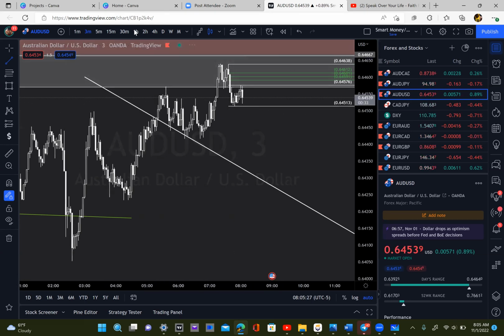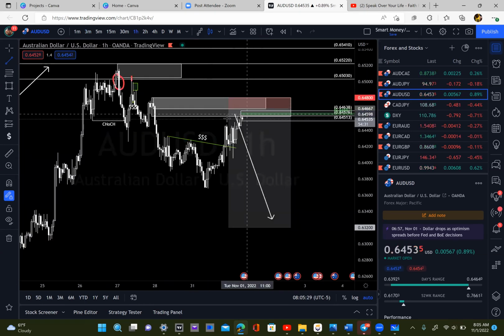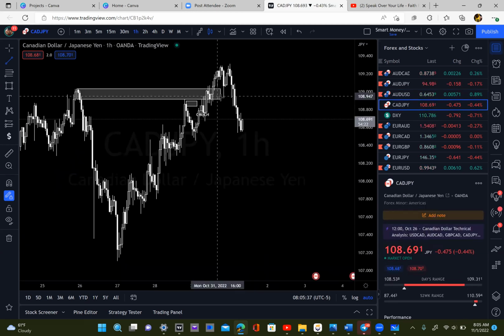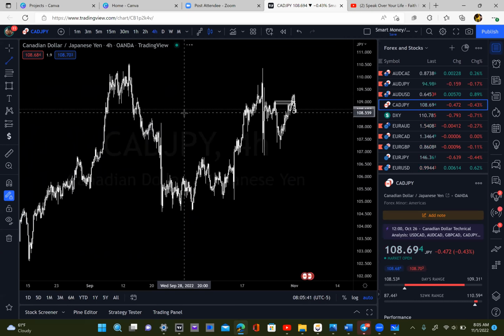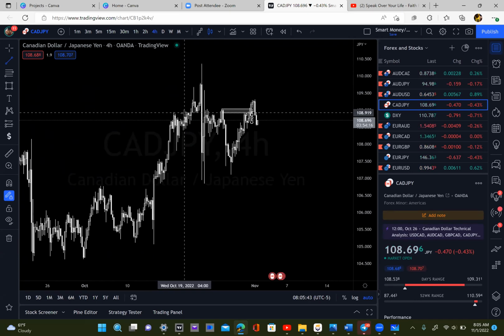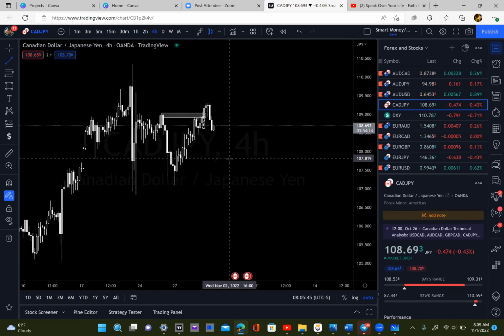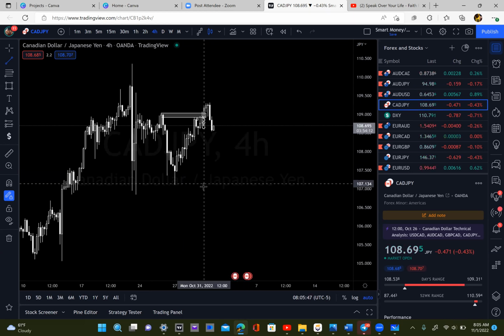All right. So, but yeah, this is another opportunity right here. Another opportunity right up in there. All right. So let's see what else we got. And remember, it all starts with market structure. Remember, it all starts with market structure. Trade in the direction that your market structure is going.